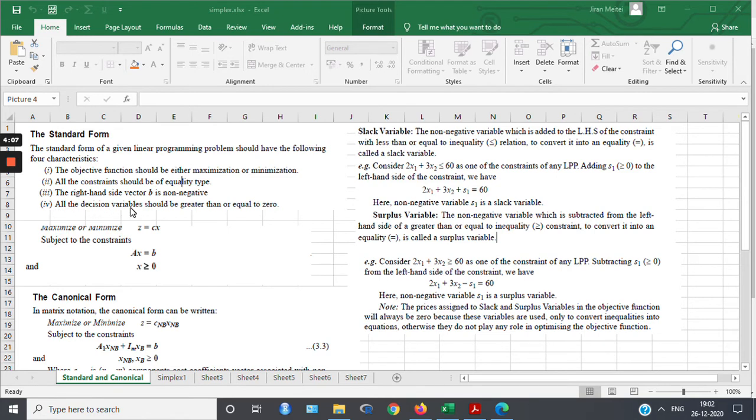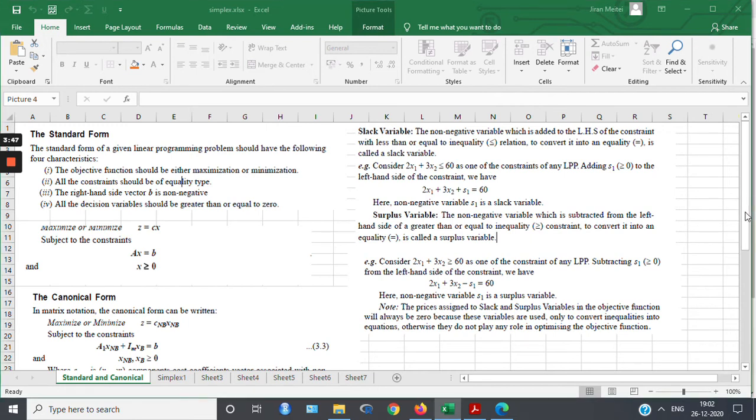All the decision variables involved should be greater than or equal to 0. If that is so, we call that particular formulation a standard formulation. So this is a standard formulation of a linear programming problem, presented in the form of matrix notation.